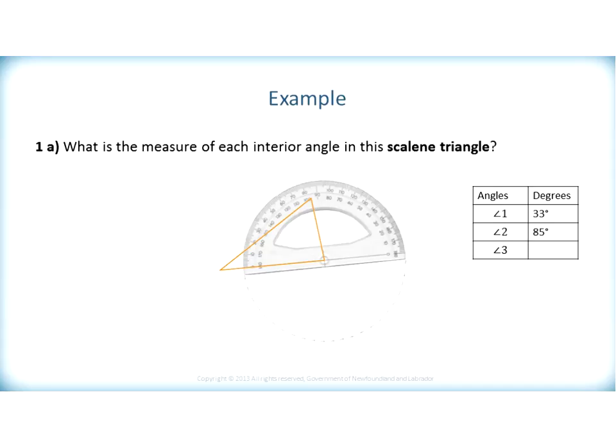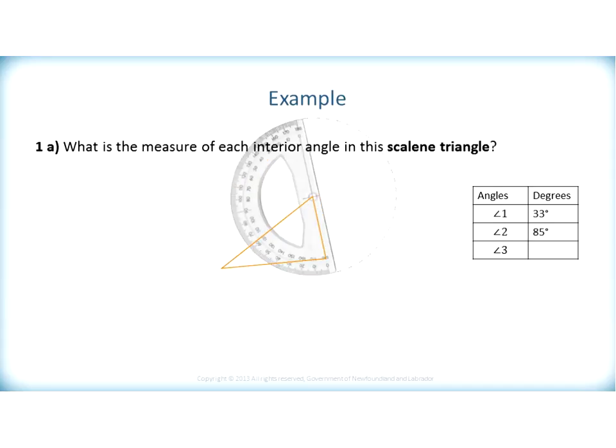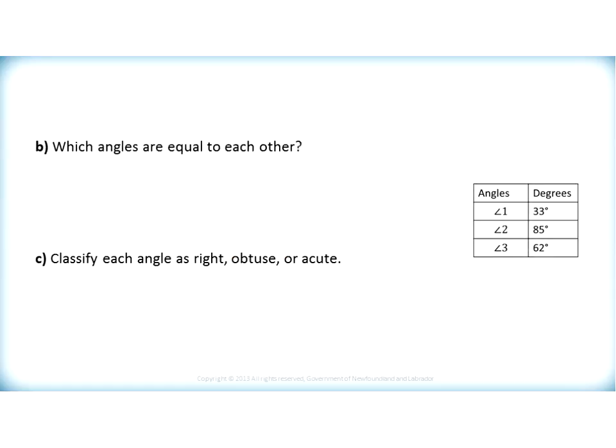Now I'm going to rotate my protractor and move it on top of the third angle. And when I do that measurement, it gives me a value of 62 degrees. So I have angle 3 is equal to 62 degrees. So which angles are equal to each other? You'll notice I've included the table on this slide as well. So which angles are equal to each other? Well, none of them are equal to each other. One is 33 degrees, one is 85, and one is 62.